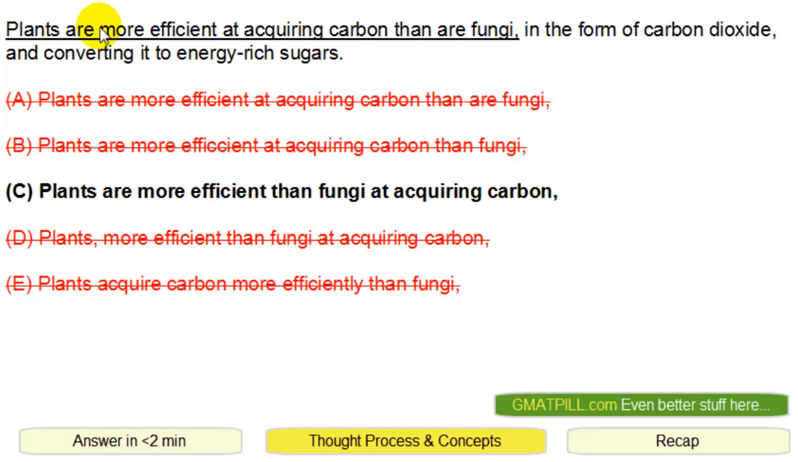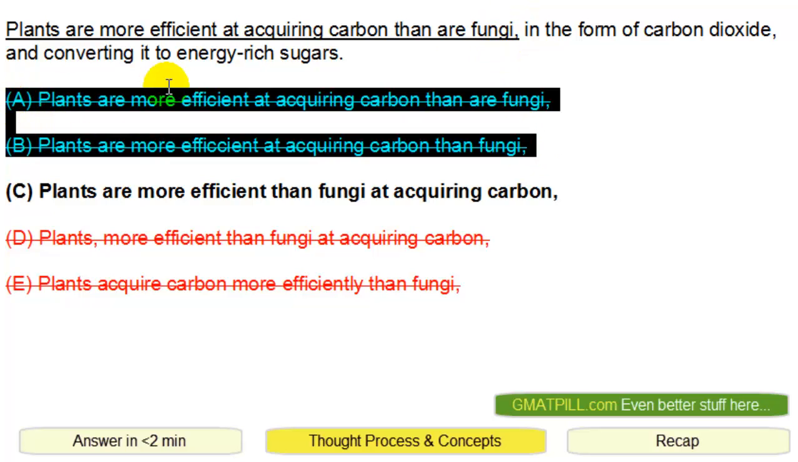So what's going on here? We basically have an apples versus oranges question. Keyword more than. What are you comparing exactly? Are you comparing plants acquiring carbon versus fungi acquiring carbon? Or are you comparing plants acquiring carbon versus plants acquiring fungi? Because A and B are basically saying plants acquiring carbon is better than plants acquiring fungi, which doesn't make sense.